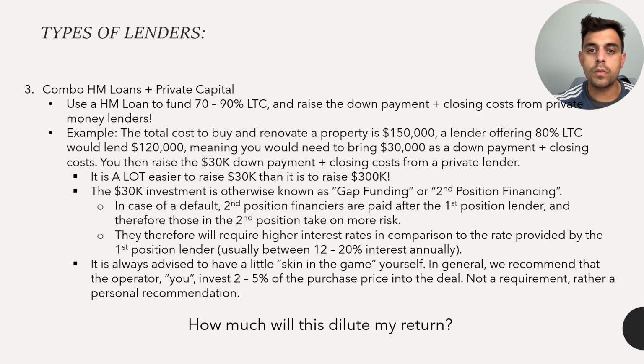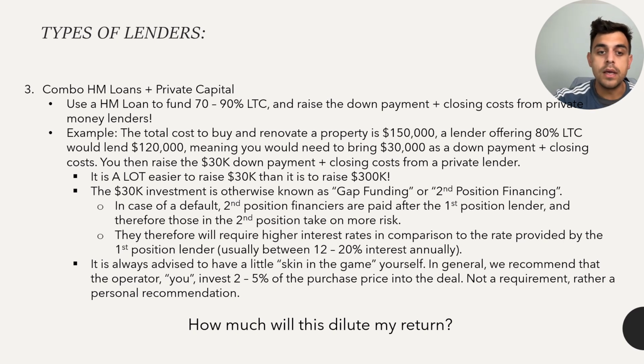So what does that mean? If it's second position financing, what does that exactly mean? In the case of a default, second position financiers are paid after the first position lender. So they're lower on the capital stack. Therefore, they take on more risk. The first position is going to get their collateral. Second position is going to get paid right after that.